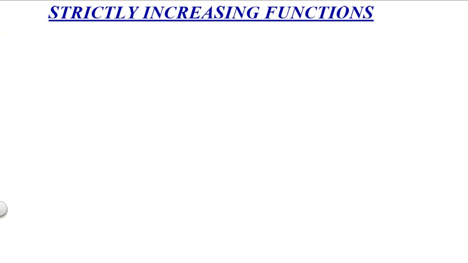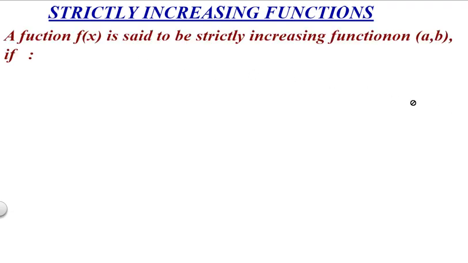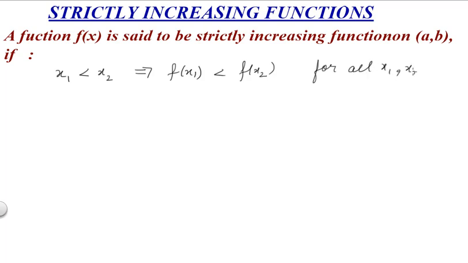Strictly increasing functions. So we will discuss strictly decreasing functions as well. In strictly increasing functions, we have a function f of x is said to be strictly increasing function in this interval if we write x1 is less than x2. That implies f of x1 is less than f of x2, for all x1 comma x2 that belongs to the interval in which the function is defined.